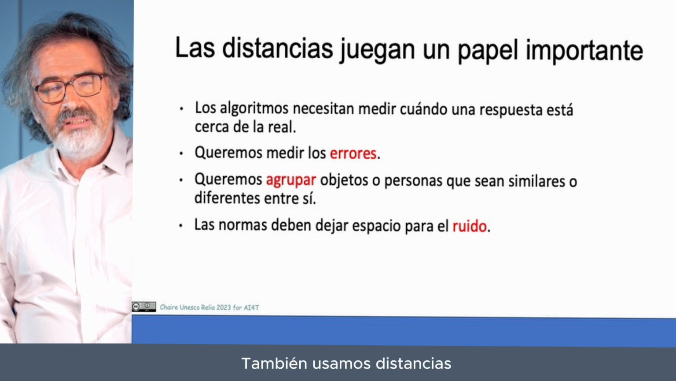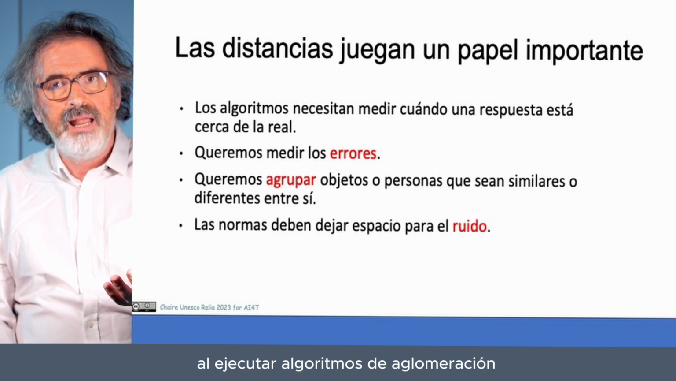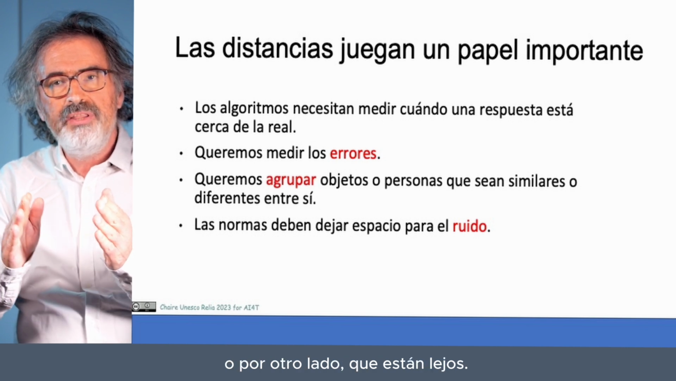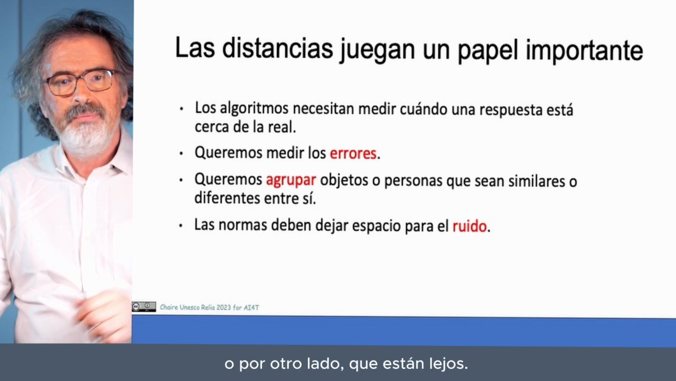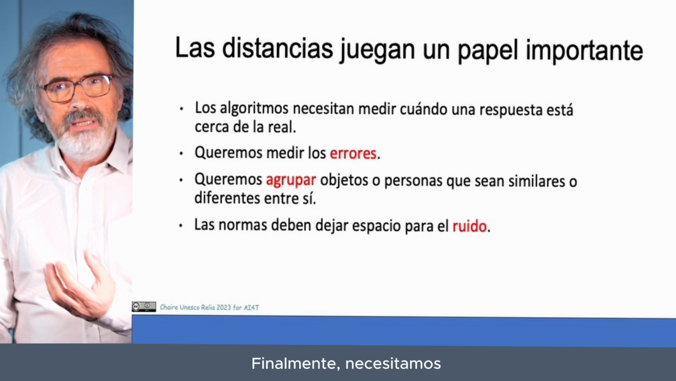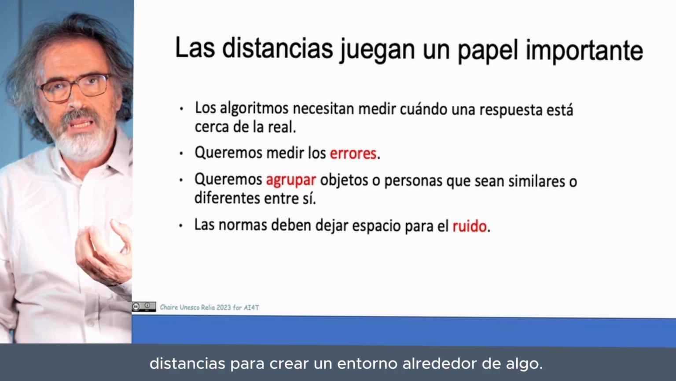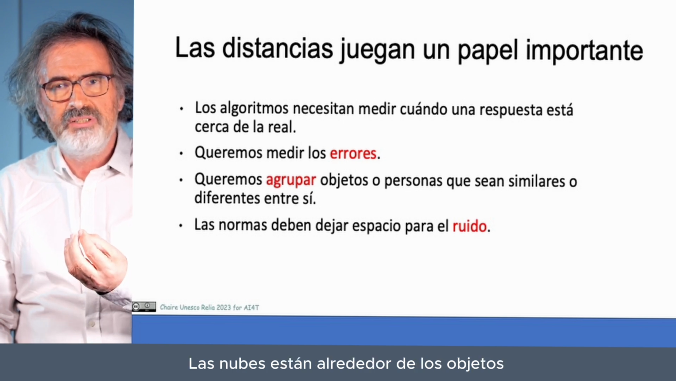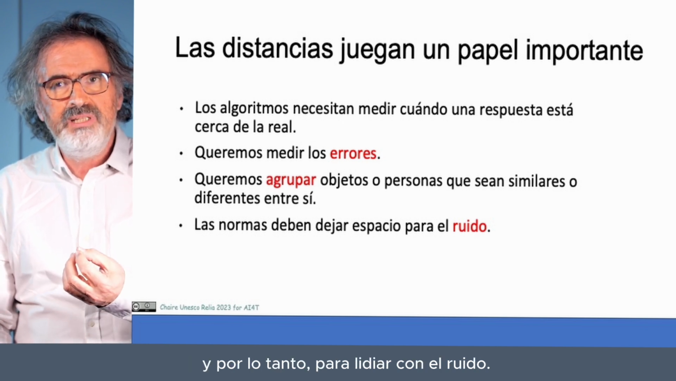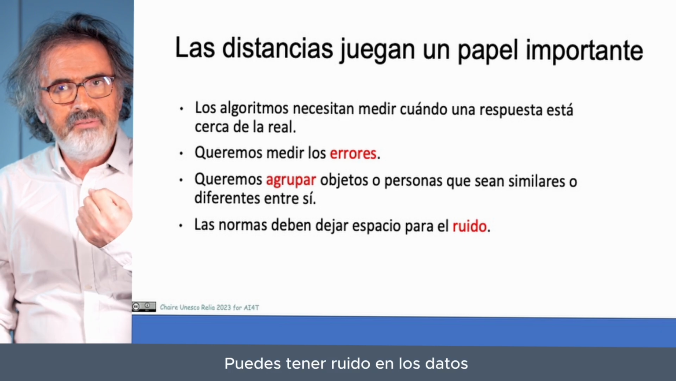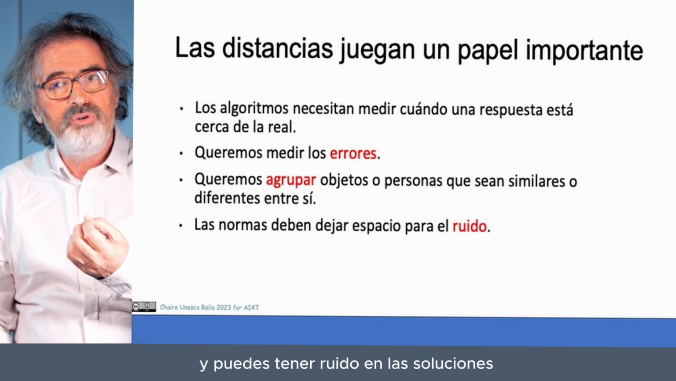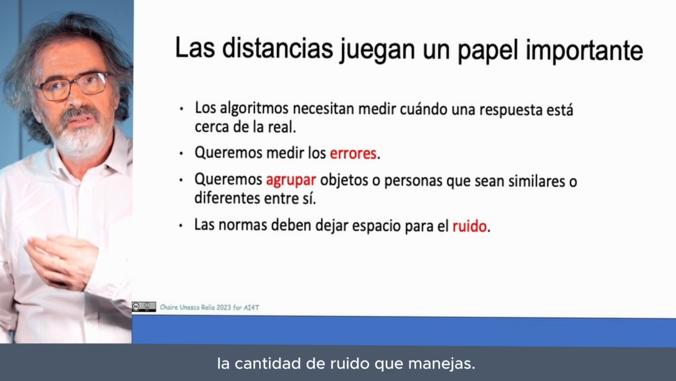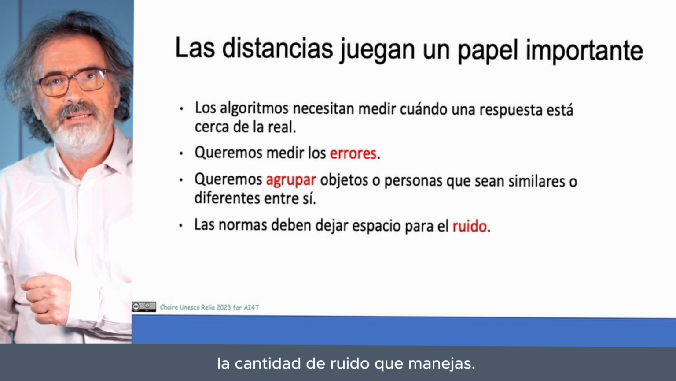We also use distances when we run clustering algorithms to be able to say that two objects are close to each other, or on the other hand, that they are far away. And finally, we need distances to be able to create an environment around solutions or around objects, and therefore to be able to deal with noise. You can have noise in the data and you can have noise in the solutions, and distances allow you to measure the quantity of noise you are handling.